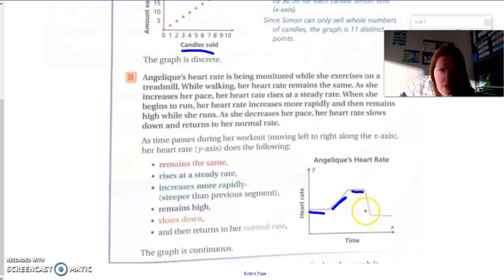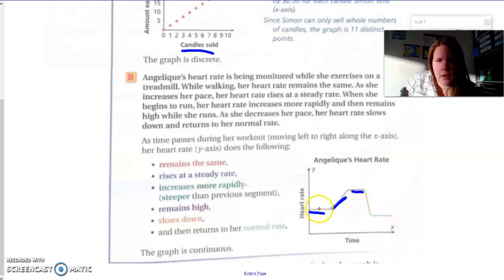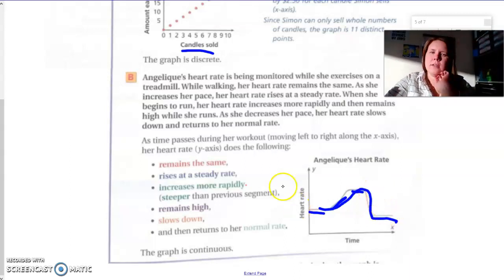Decreases more rapidly. Previous segment remains high. That's also something I'm seeing up here, and he slows down and then returns back to normal. So it's showing me she started here, goes up, over, stays for a bit, and comes down, but then stays out at the same heart rate measurement. So this one would be considered, like I said, a continuous graph.